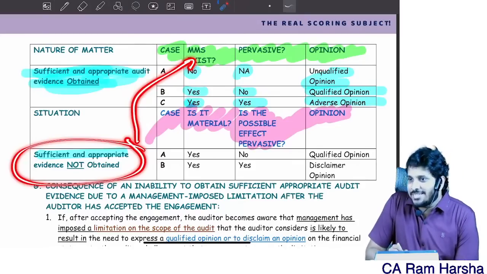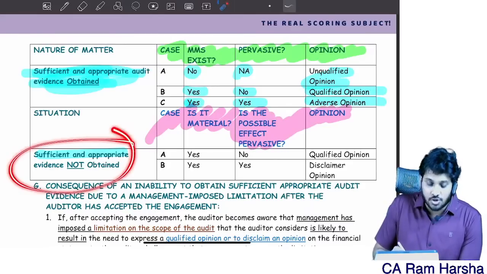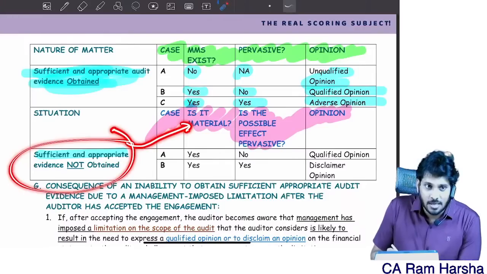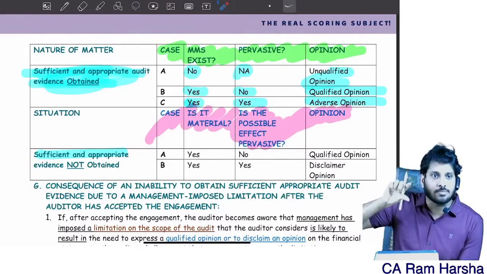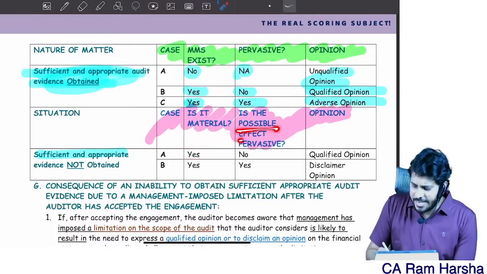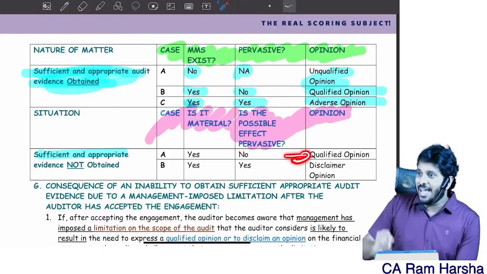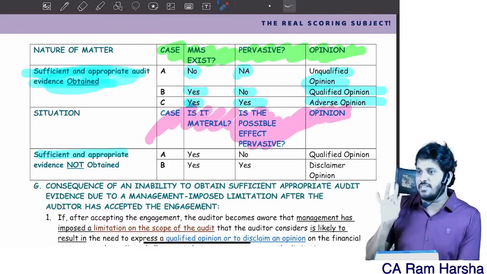Because I don't know whether it is right or wrong. How can I talk about misstatement if I don't have evidence? If evidence is not there, I can only talk about its materiality. Correct? I did not get evidence. What you can think of next is, is it a big item or a small item? If it is big, but the effect is not pervasive, which opinion will I give? Qualified. Except for that big item, the rest of the financial statements are true and fair, I will tell.